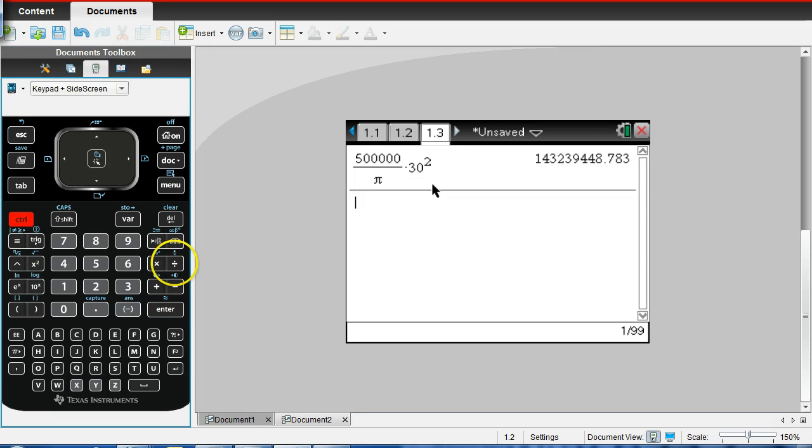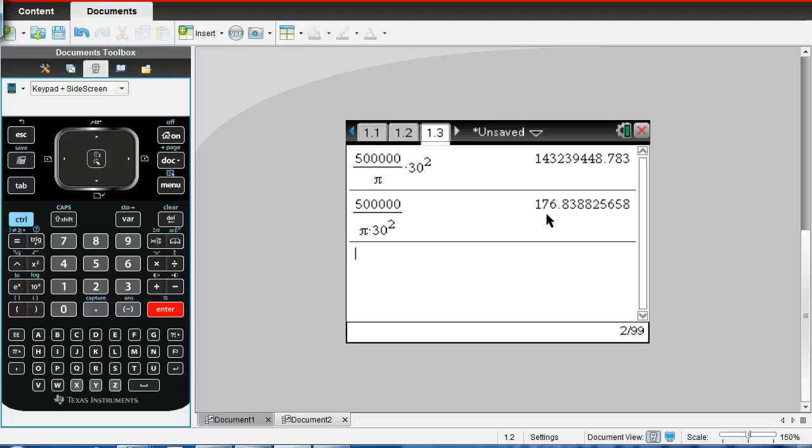If you hit the control divide button, you get this fraction bar. Now we can type in what goes in the numerator, 500,000, arrow down to get to the denominator. The pi, again, is next to the h, so it'll be pi, hit enter, times 30 squared. Now when I hit enter, we see we get two completely different answers. For this one, I get 176.8 centimeters would be the height of the can.